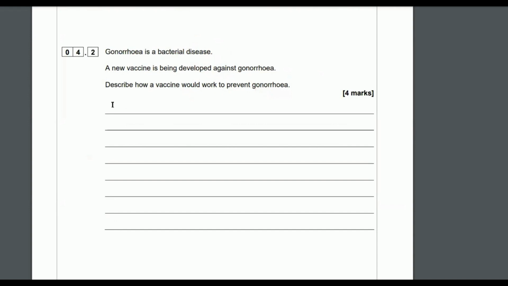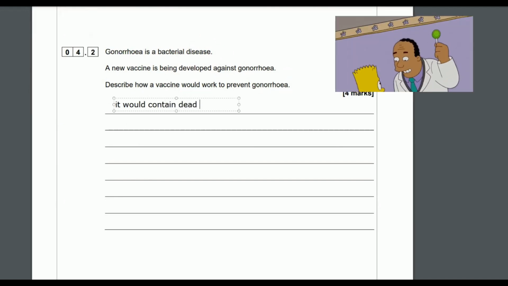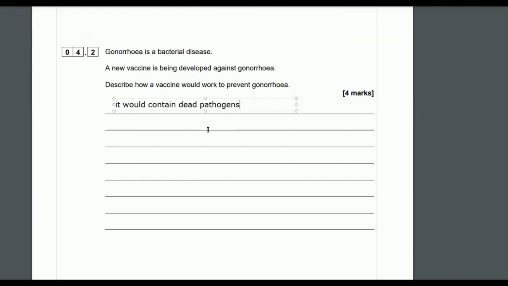And so this is how a vaccine would work. It would contain dead pathogens. We could say dead gonorrhea pathogens, or, as gonorrhea is a bacteria, we could say dead bacteria. Now you can say inactive or weakened pathogens. I've just put dead. You could also say it contains pathogen antigens. So it could contain the antigens, the protein markers of that pathogen. And that is going to pick us up a big fat mark for describing what a vaccine is.